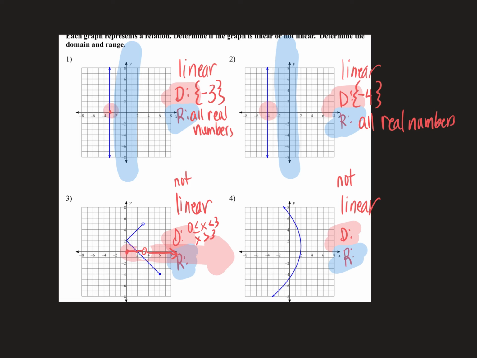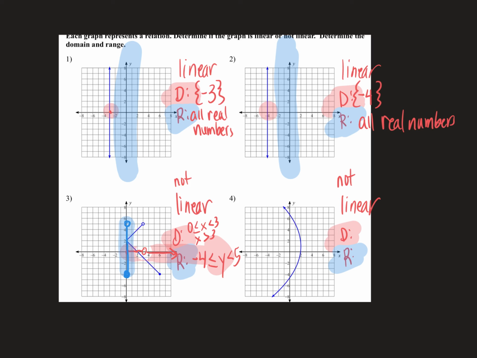And then my range, how far up or down does it go? Let's look at that. The farthest up it goes is 5, and it goes down to -4. So open at 5, down to -4, closed. So my range is from -4 less than or equal to y less than 5. That's the range there.